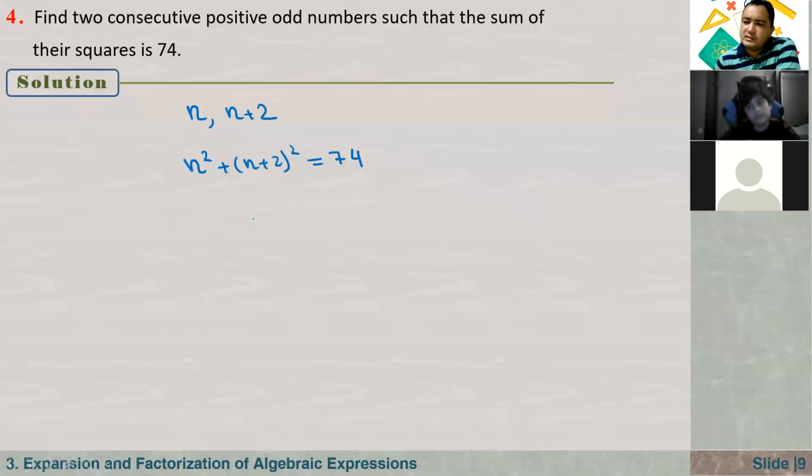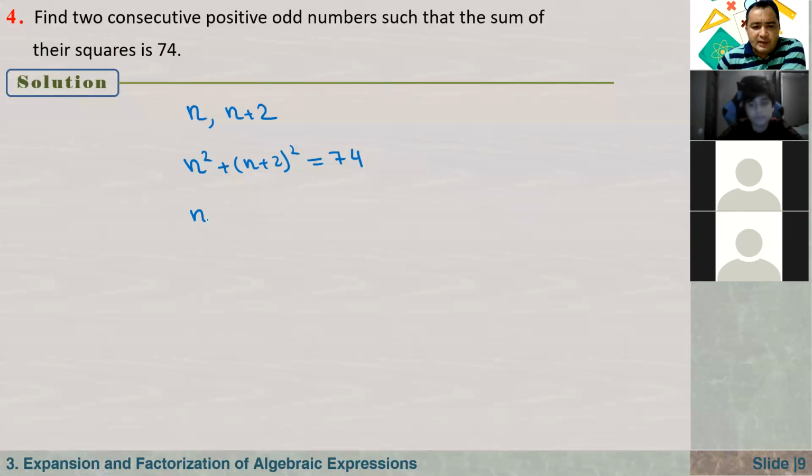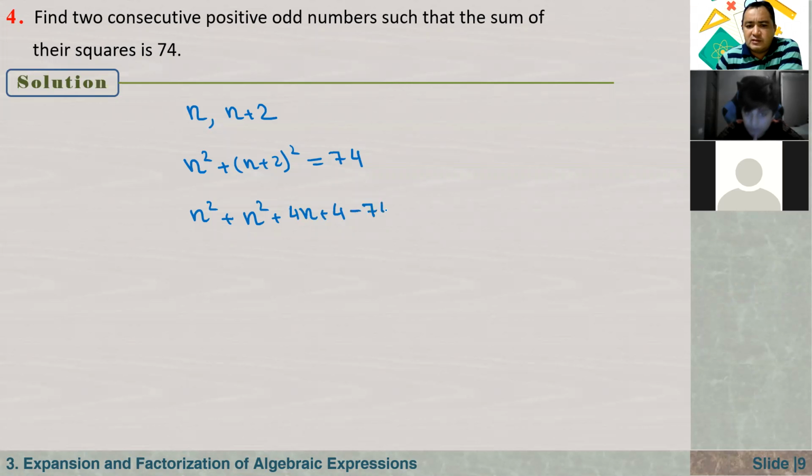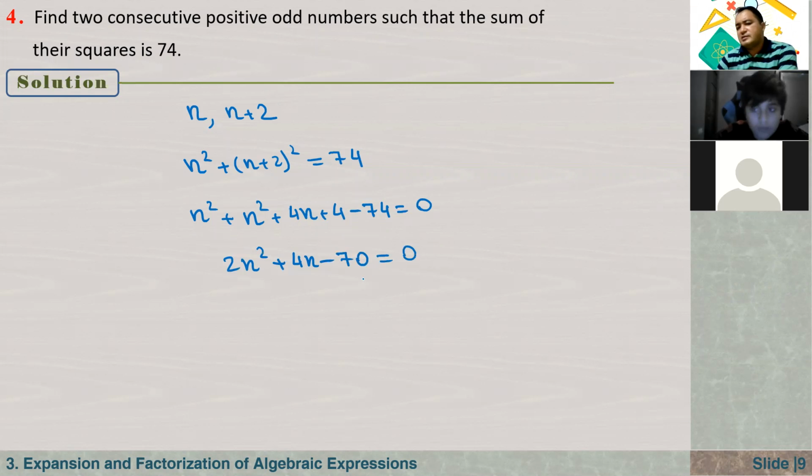So now we have to expand this and bring it into our standard form and solve it. Here we have n squared. If you expand the second one, we have n squared plus 2 times n times 2, that is 4n, and 2 squared, that is 4. At the same time, take this 74 to the left-hand side. Here we have minus 74, equal to 0. First, we have to simplify: n squared plus n squared is 2n squared. And here we have 4n. 4 minus 74 is negative 70. On the right-hand side, we have 0.